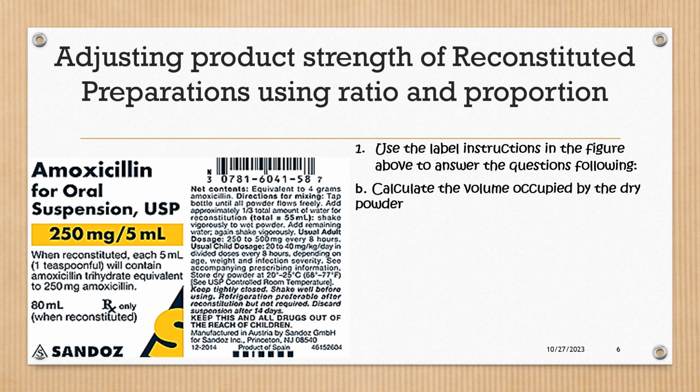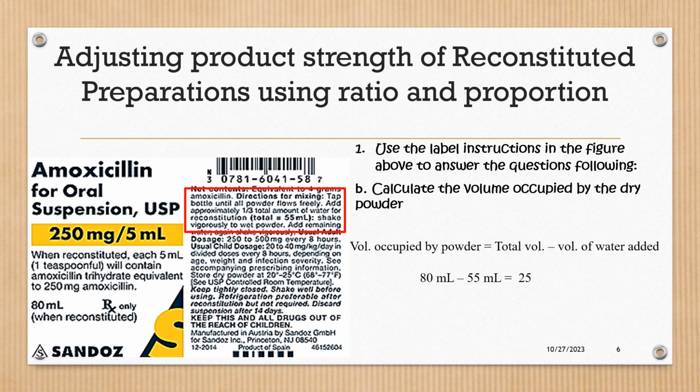Now, the label instructions provide direction for mixing. And in this direction, you will find the information that you need to perform the calculation. In terms of the volume that is occupied by the powder, it tells you that you're supposed to be adding 55 mils of water to reconstitute the antibiotic, and once you've added 55 mils of water, your resulting suspension would be 80 mils in total volume.